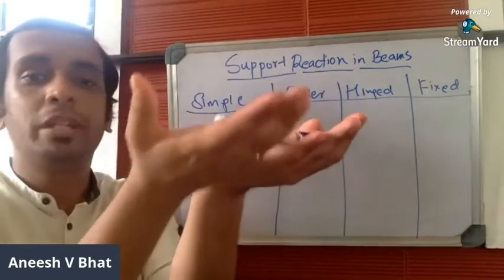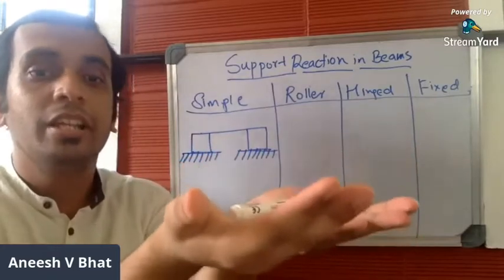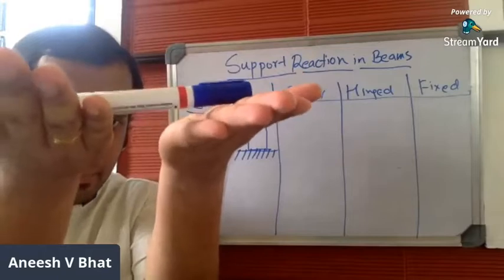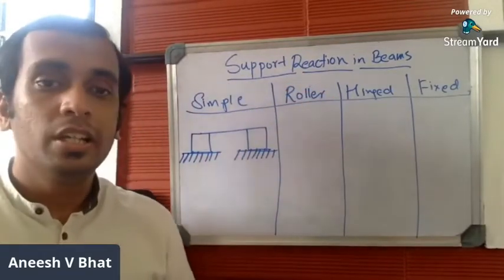If these two are the supports, the beam is just placed without fixing it to the support. If this is the beam and these two are the supports, the beam is just being placed on these two supports. So this is the first type.